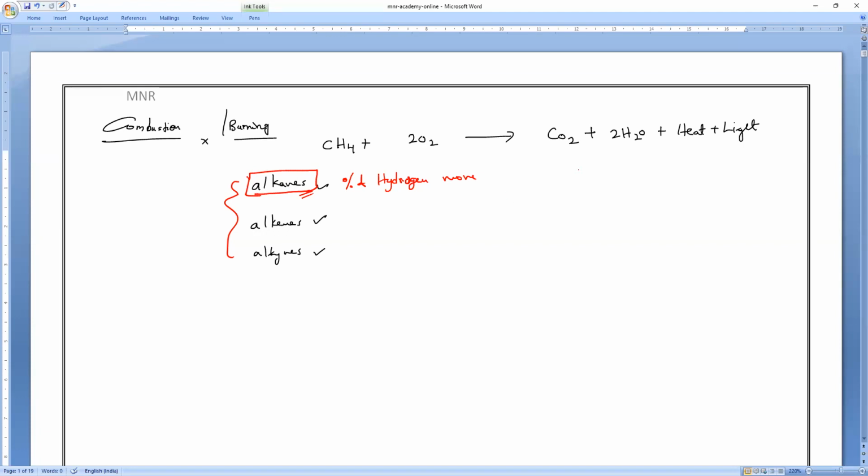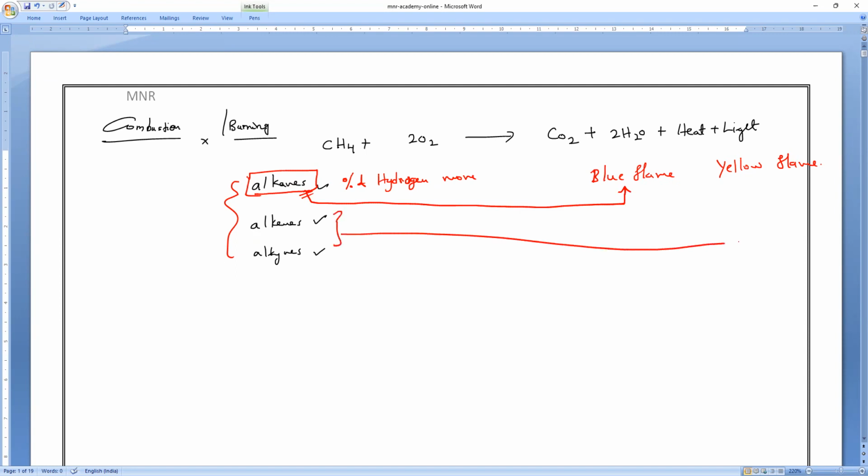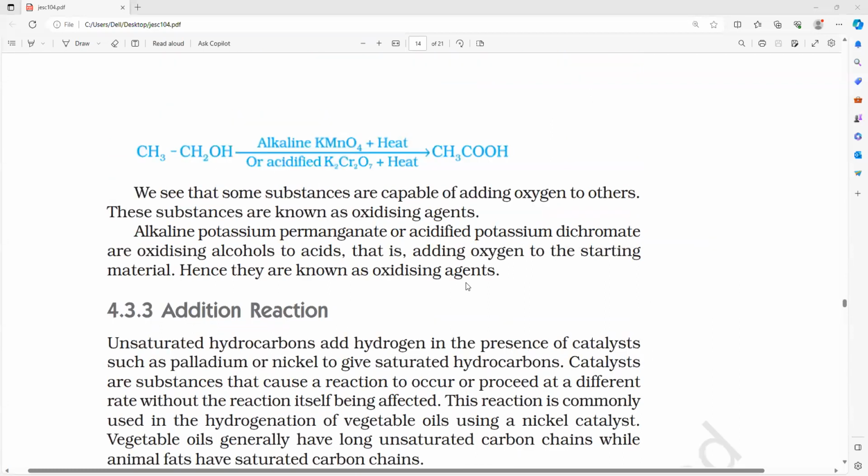We have two kinds of flames, called blue flame and yellow flame. Basically, saturated hydrocarbons, that is alkanes, burn with a blue flame, and alkenes and alkynes basically burn with a yellow flame. But there is a point: if there is a complete supply of oxygen, alkenes and alkynes also burn with a blue flame. That point is also very, very important. Do you remember or not, all of you?